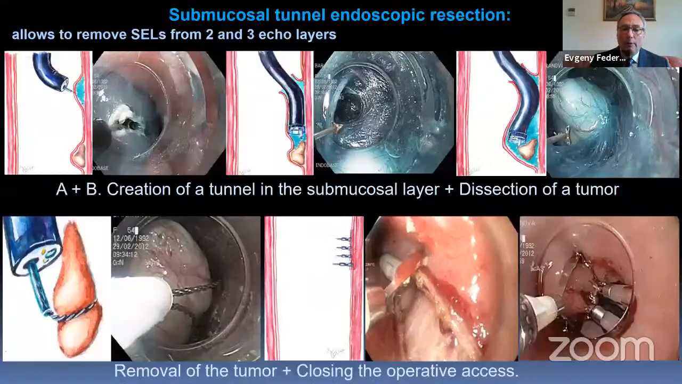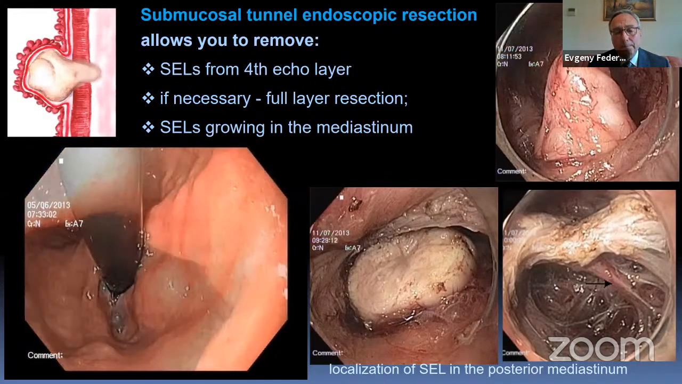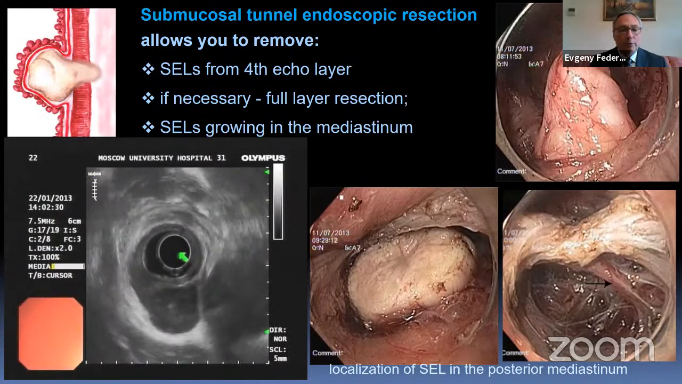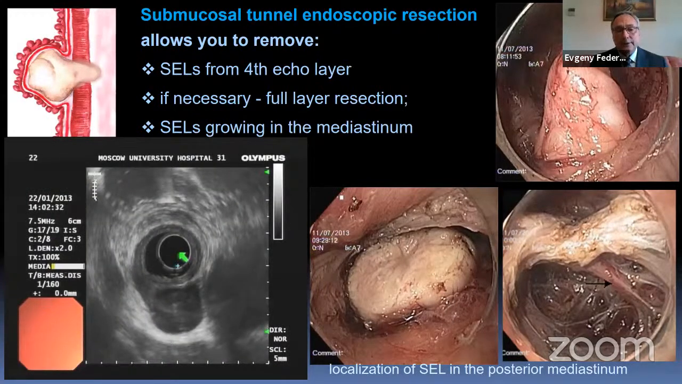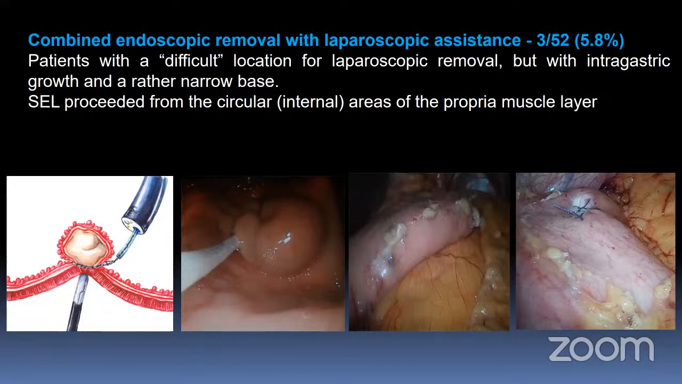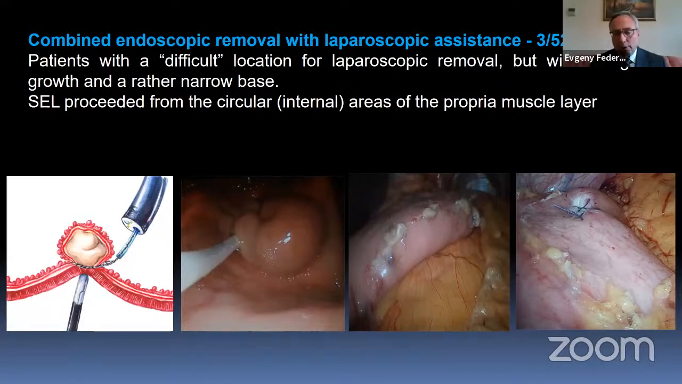And you know very well that we can remove subendoscopic lesions, not only originating from the second and third echo layer, but also remove the GIST originating from the fourth echo layer, and if necessary, we can perform full layer resection and cells growing into the mediastinum. And in difficult cases, for example, in patients with a difficult location for laparoscopic removal, but with intragastric growth and a rather narrow base, we can use the so-called combined approach, laparoscopic and endoscopic approach.